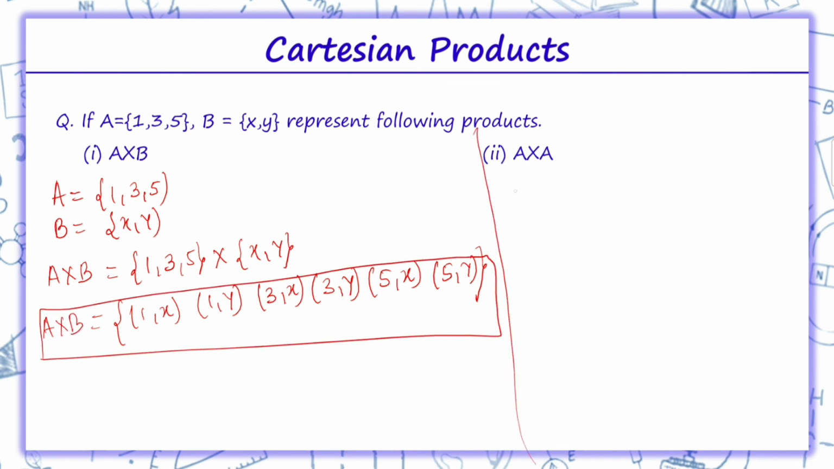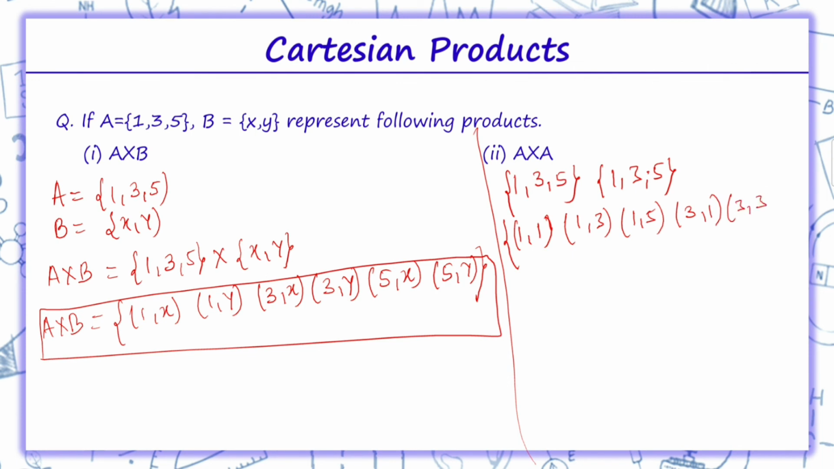Now the Cartesian product A cross A: since A is {1, 3, 5} and again A is {1, 3, 5}, its Cartesian product will be (1, 1), (1, 3), (1, 5), (3, 1), (3, 3), (3, 5), (5, 1), (5, 3), (5, 5).